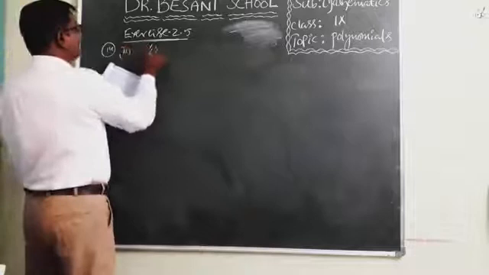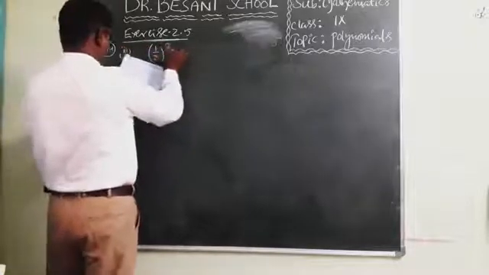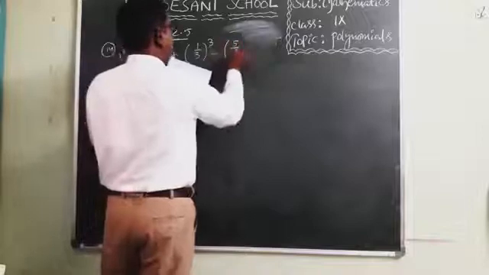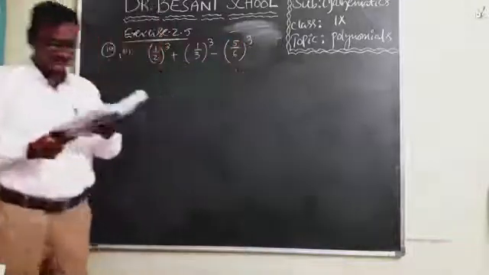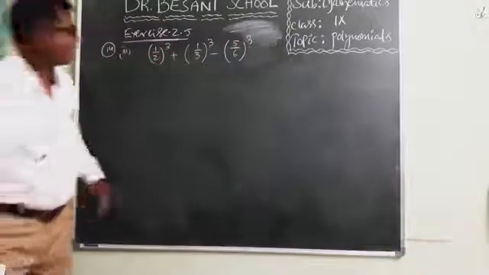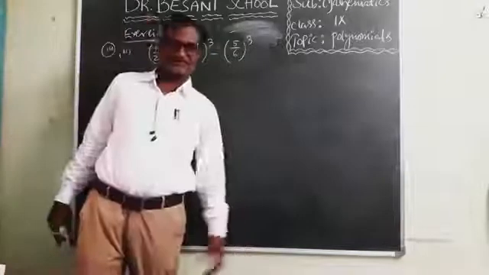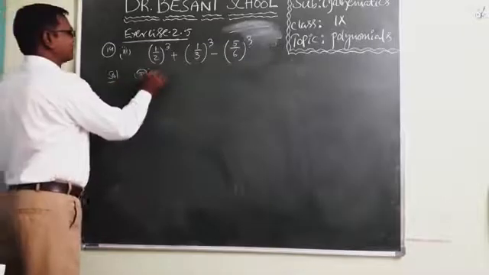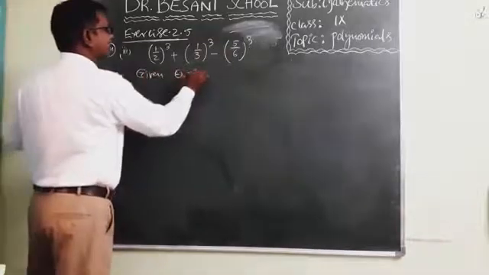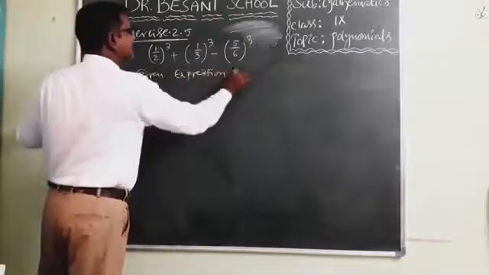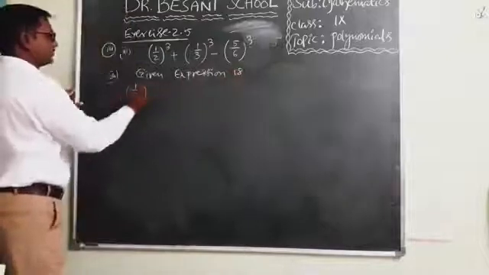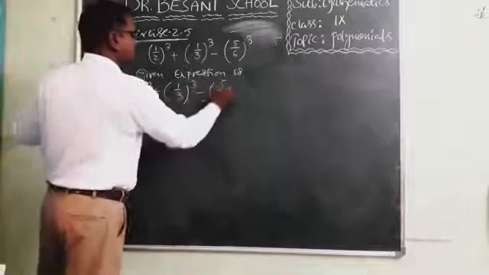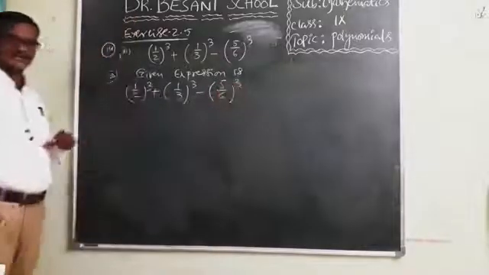Observe. Evaluate 1 by 2 whole cube plus 1 by 3 whole cube minus 5 by 6 whole cube. Verify, children. Given expression is 1 by 2 whole cube plus 1 by 3 whole cube minus 5 by 6 whole cube. Now how will we write this one? Observe.